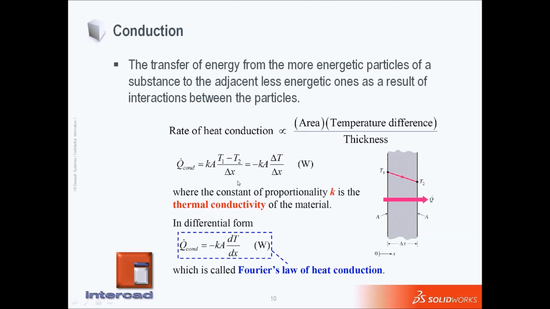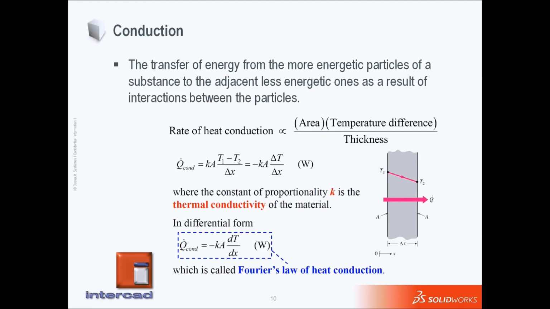Or in other words, we can bring this proportionality to equality by saying Q conduction equals a constant, which we call thermal conductivity, times the cross-sectional area, which, as you can see, is normal to the heat transfer direction, times the temperature difference, over the length. But one very important fact here is that because T1 and T2 over the surface are simply constants, we can write this equation in that form.